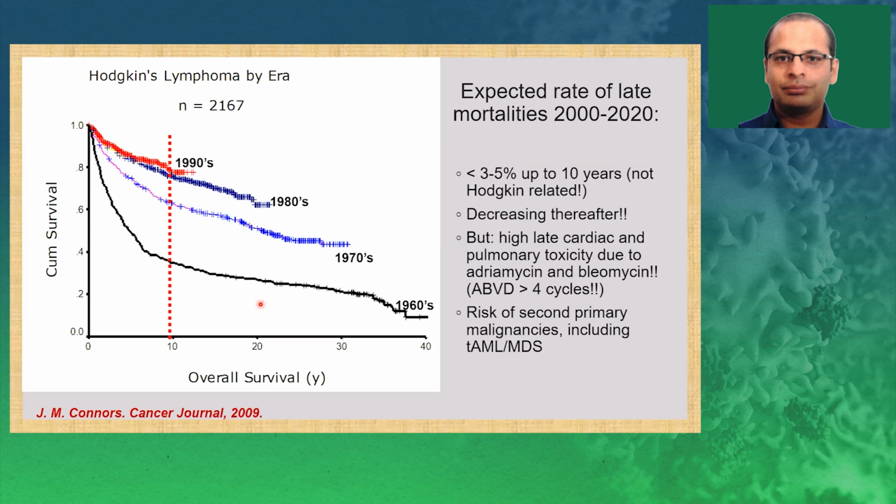But there is a high amount of toxicity because of cardiac or pulmonary toxicity from chemotherapy or radiotherapy, as well as a risk of second primary malignancy, including therapy-related AML or MDS. These are important because as outcomes approach almost 80-90%, these less common toxicities matter, and when patients are surviving for a longer duration of time, these long-term toxicities become an important concern whenever you're designing chemotherapy protocols or new trials.